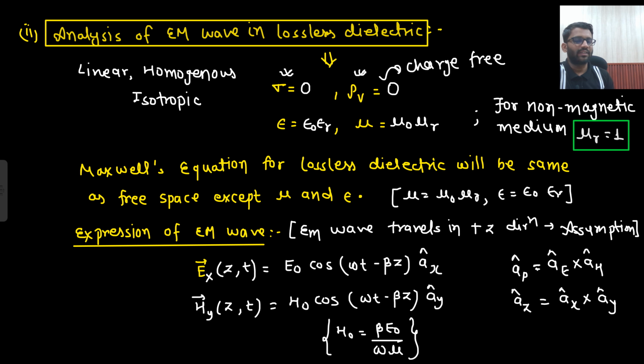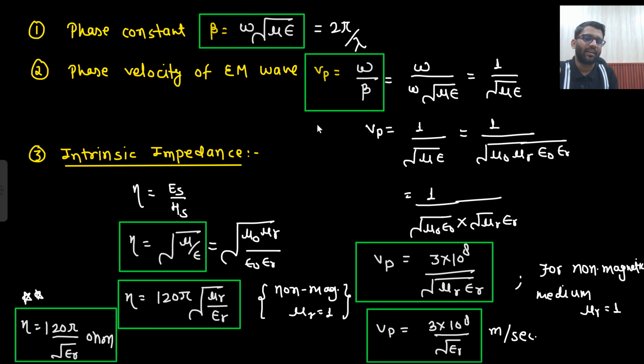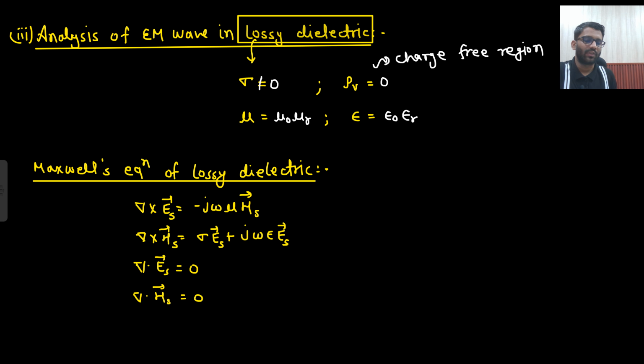Then we saw that for lossless dielectric the equations are exactly the same, the only difference is this. This is the only difference which I am going to mark out. Because of this difference we got different formulas. And this was the phase velocity, Vp equals omega by beta. From there we got this expression, and this is the expression of eta. The only difference was 120 pi, and under root mu r by epsilon r also came into action.